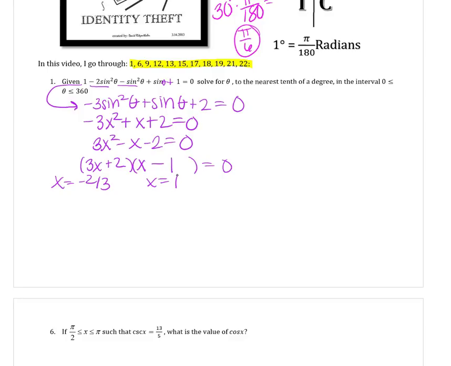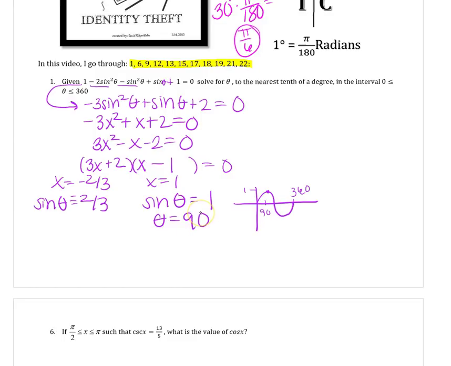But it's not really x, it's sine of theta. I'm going to start with sine of theta equals 1. This is where your trig graphing skills come in. That's the graph of sine of theta. It is at a height of 1, or a y value of 1, at a certain degree. If this is one curve, this is 360 degrees, this is 90. So theta is 90. As far as negative 2/3 goes, I have no idea.